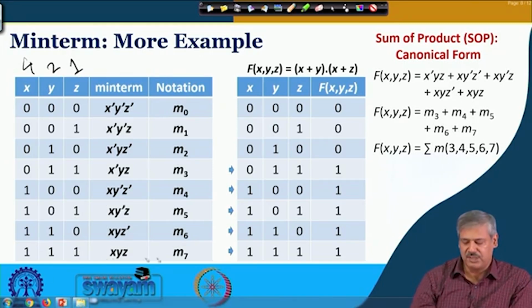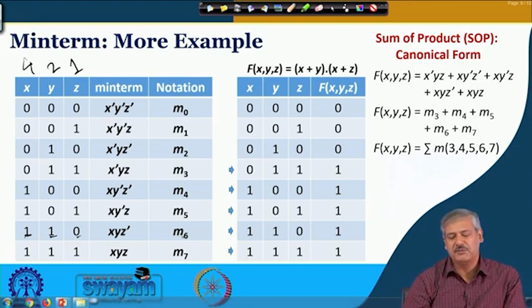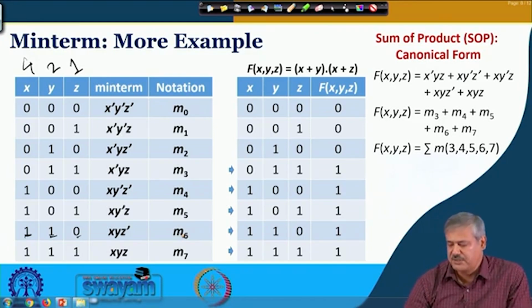So, 4 plus 2 plus 1 is your 7. In this case, 4 plus 2: this is 4, this is plus 2, and this is 0 multiplied with 1. So, it is 6. So, this is M6. Okay. So, this is the way we get the decimal equivalent and the corresponding notation is presented here.